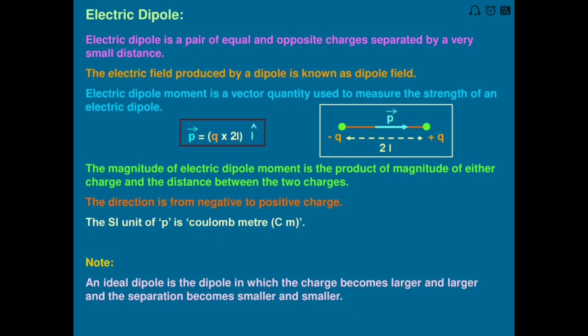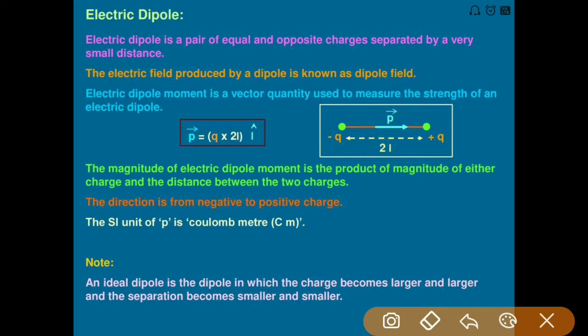So in the book the definition is given: the electric dipole is a pair of equal and opposite charges separated by a very small distance. So I already explained that. Another term is electric dipole moment. It is a very important term which explains the characteristic of a dipole.